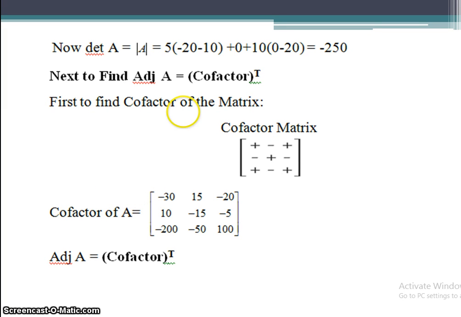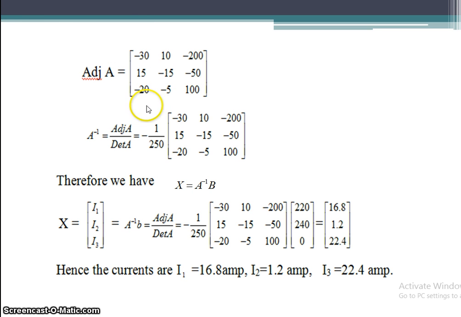Therefore adjoint of A equals cofactor whole transpose. So we take the cofactor transpose here. So we get minus 30, 15, minus 20, 10, minus 15, 5, 200, minus 50, then 100. But here this one is 10, so replace this value here with 10. So therefore what is A inverse? A inverse equals adjoint of A divided by determinant of A. So that is equal to minus 1 divided by 250, then the remaining matrix, that is adjoint of A.